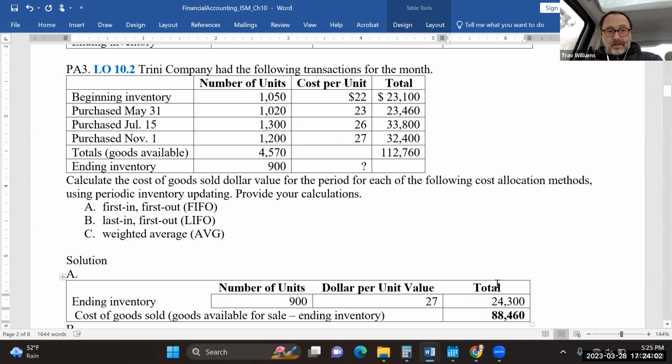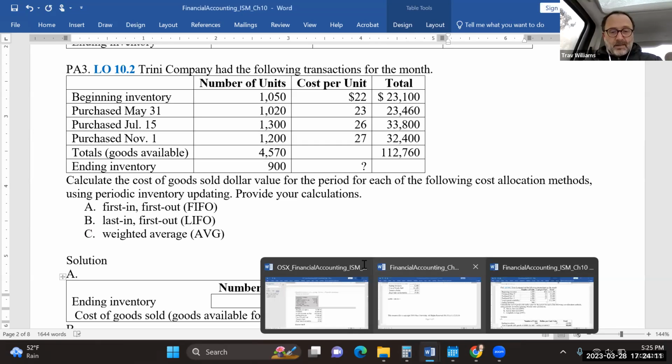Okay, so that is our cost of goods sold using FIFO. And let's check that one. I think it's right, but let's make sure. 88,460, very good.